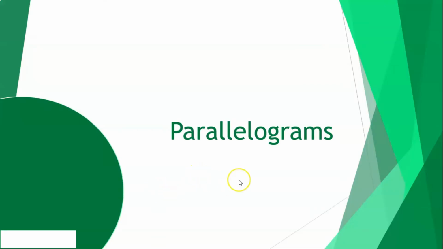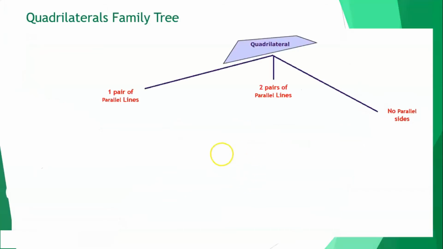Hello everyone, in this video we will learn all about parallelograms. To begin with, let's have this quadrilaterals family tree. Now a quadrilateral is any four-sided polygon. The sides are considered as segments while the endpoints here are considered as vertices. Now quadrilaterals are grouped into three.